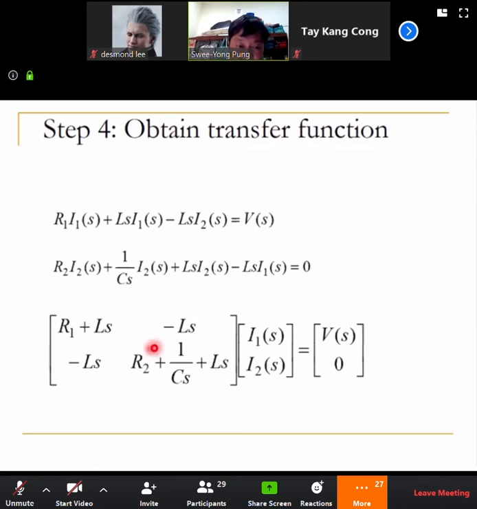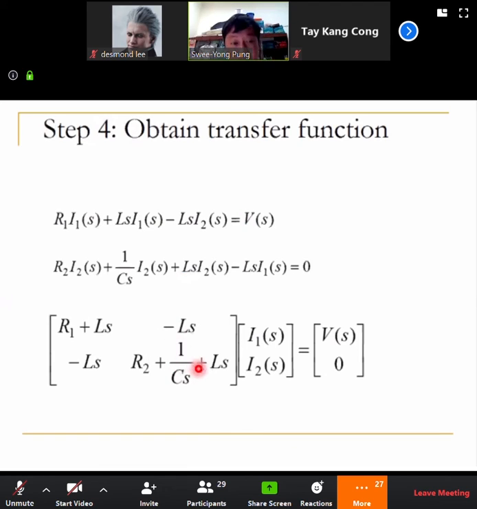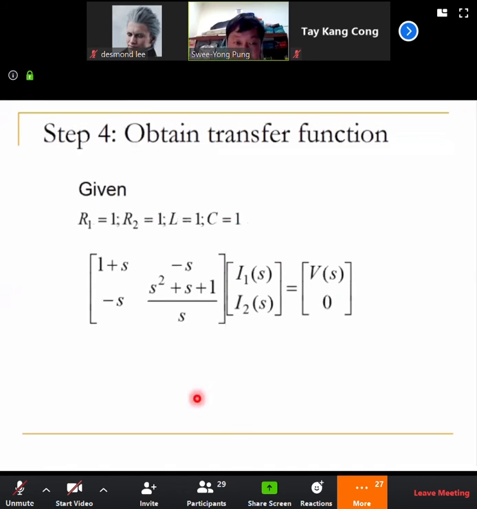They actually have arrangements over here. R2 is 1, C is also 1, so you get 1 over S plus S. If you rearrange this term again, you are going to get S squared plus 1 over S. Now if you multiply S on top and multiply S at the bottom, you are going to get this term, S squared plus S plus 1 over S.